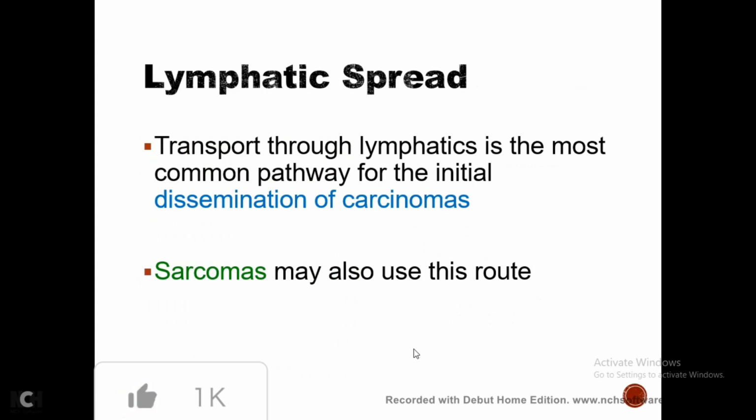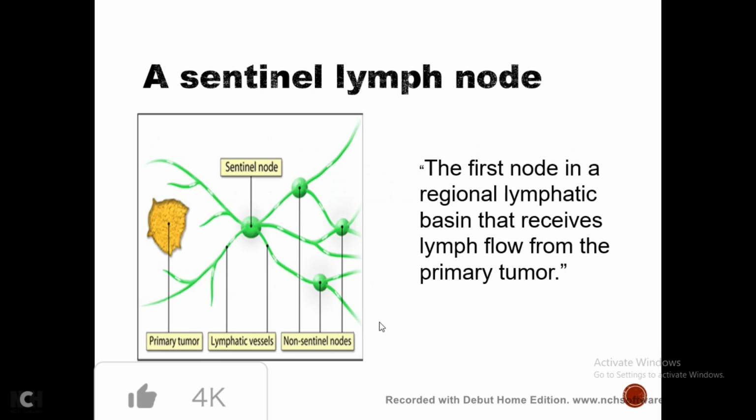Coming to the lymphatic spread, transport through the lymphatics is the most common pathway for the carcinomas. Please remember that most of the carcinomas, we discussed the discriminating points between carcinomas and sarcomas in the last lecture. Please refer to that. Carcinomas are the malignant tumors of epithelial origin, and they disseminate through the lymphatics. And the sarcomas are from the mesenchymal tissue, and they spread preferably through the hematogenous route, or the blood vessels.